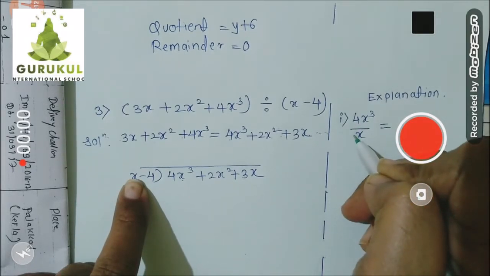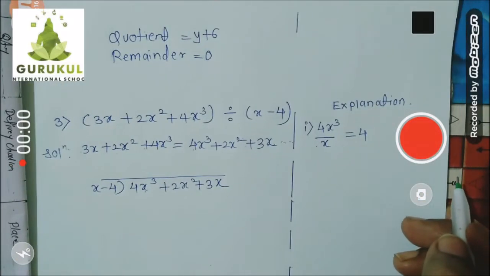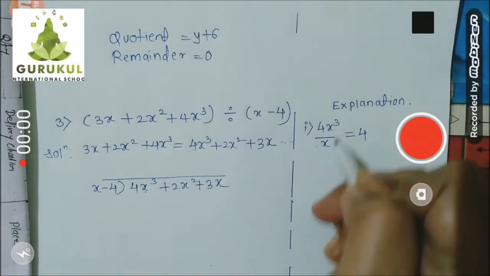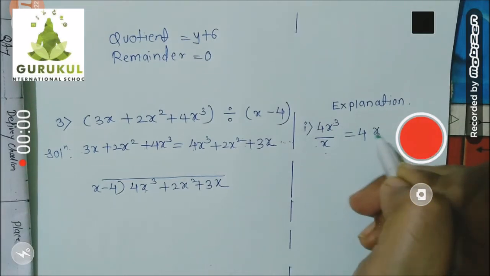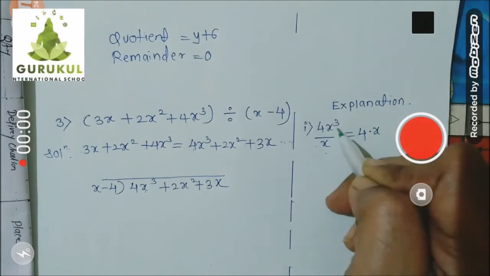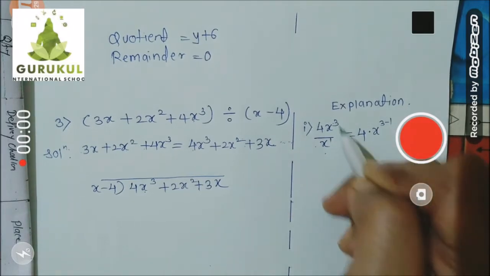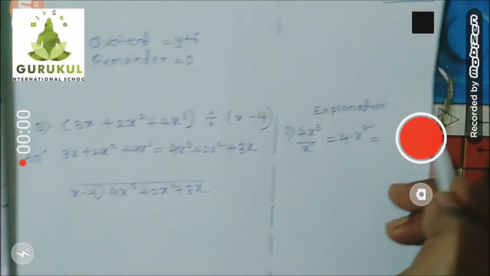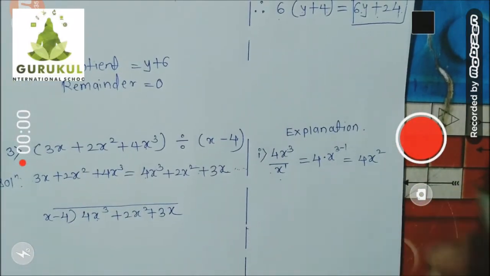Here no number means 1. So 4 upon 1 means 4 only. And then a raised to m divided by a raised to n is a raised to m minus n. Same way, dot means multiplication, x raised to 3 minus 1. Understood? 3 minus 1. So final answer is what? 4x raised to 3 minus 1, which is 4x squared.